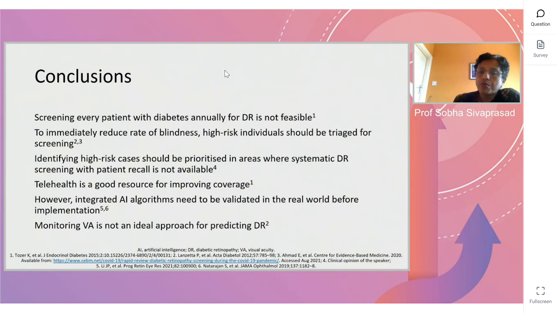We do not believe home monitoring with visual acuity is a way forward, because patients with proliferative diabetic retinopathy will not even realize they have this disease. Patients with macular edema will not have any visual acuity symptoms for a while. So we believe telehealth is a good resource for improving coverage globally. And we hope that AI can be integrated into telehealth programs to ensure that the whole globe of people with diabetes will get annual or at least regular diabetic retinopathy screening.